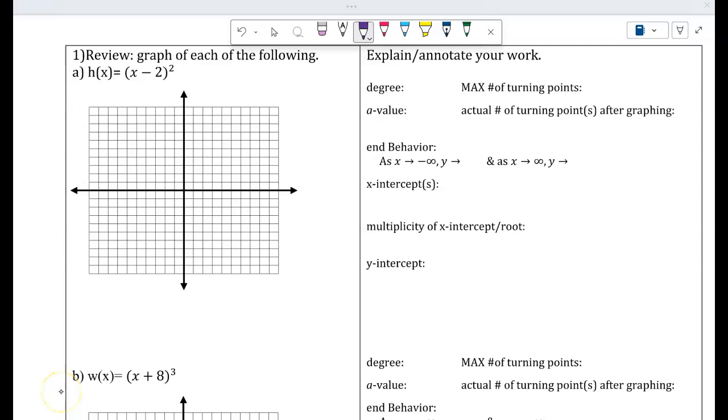So this one says review, guys. The direction says graph. Actually, that should say graph each of the following. So cross out the word of. Graph each of the following.